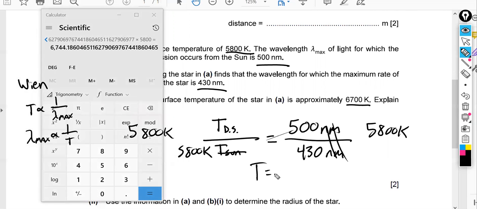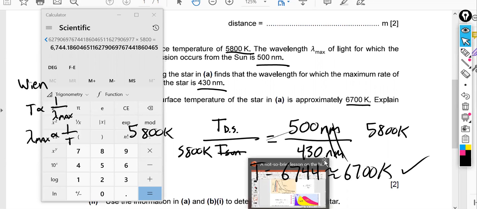We solve the temperature of this distant star as 6,744, which is indeed about 6,700 Kelvin. So checks out. All right, and so you just kind of need the reasoning of the Wien Displacement Law, which again just relates the temperature to the maximum peak wavelength.